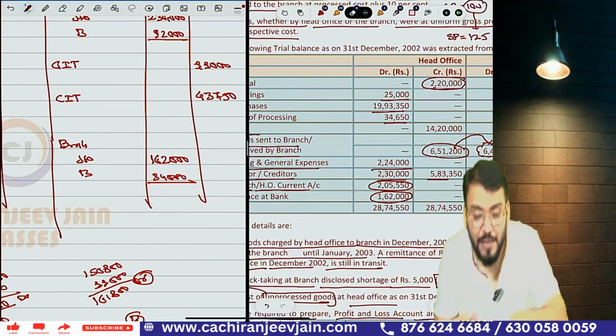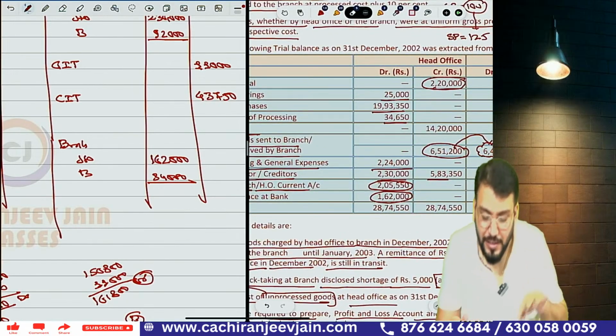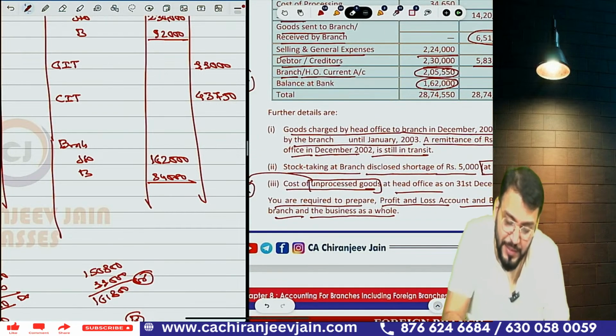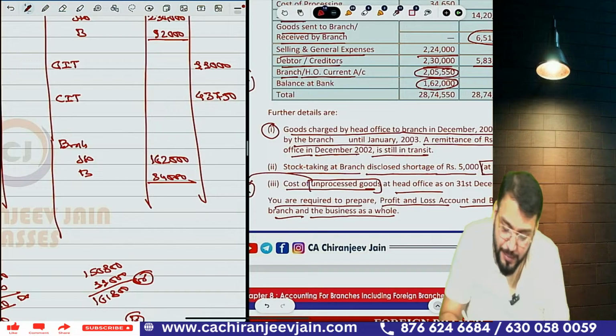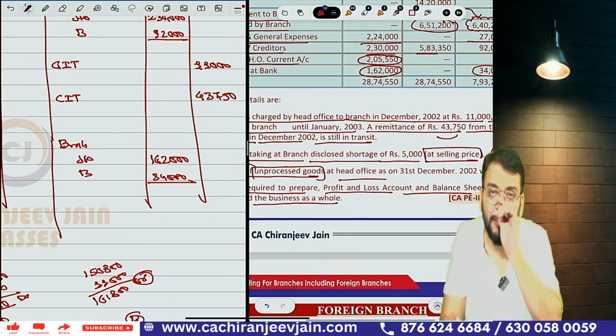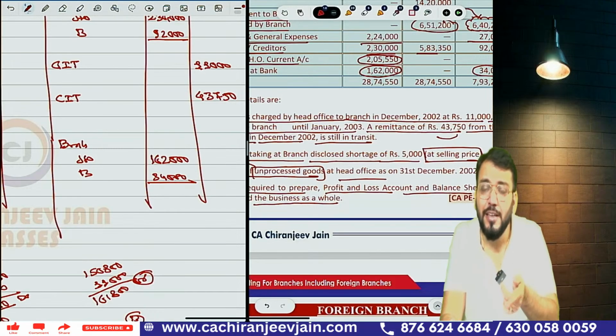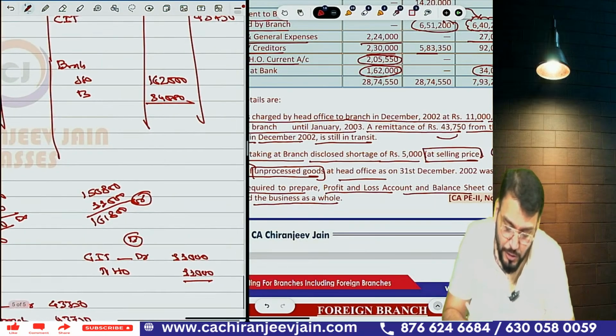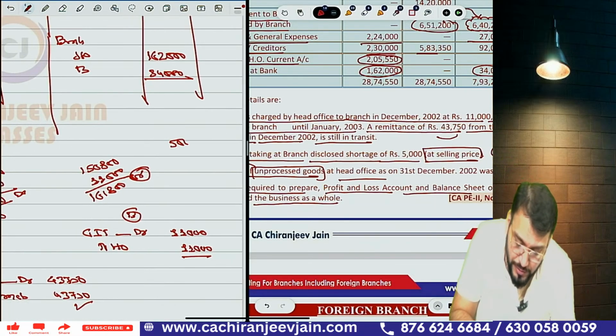You can see all the trial balance items we have done. Now coming to additional information. First point we have done. Coming to the second point, there is an abnormal loss. But abnormal loss has been given at selling price. Abnormal loss is to be recorded in the books of the branch at invoice price, because invoice price is the cost. So we need to first convert. We will convert 5,000, that is the selling price.